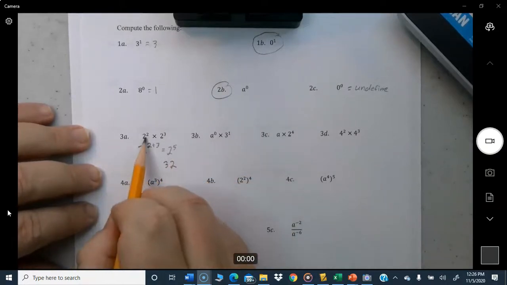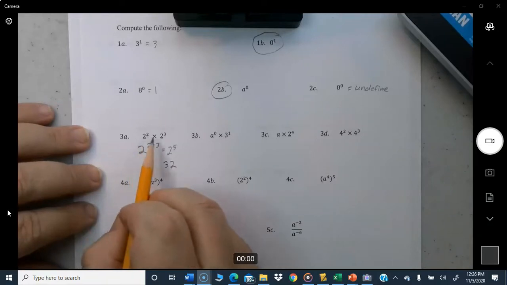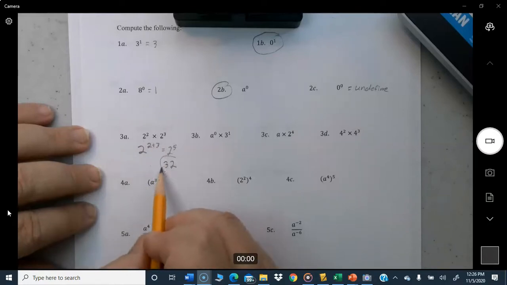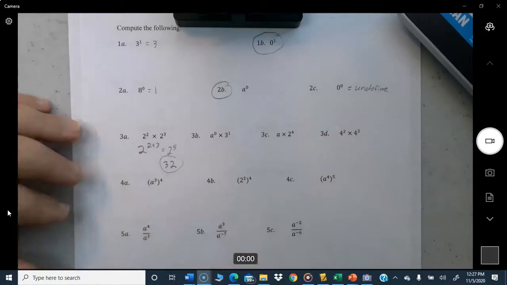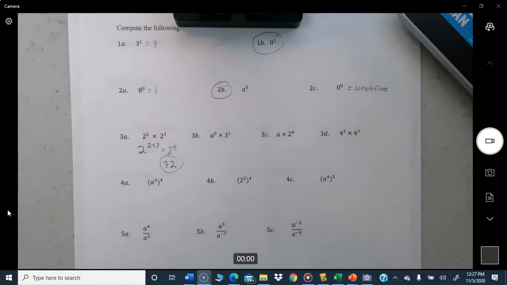So come up here, you can prove that to yourself. 2 to the second is 4. 2 to the third is 8. 4 times 8 is 32. So you get the same answer as when you go this way. All right?